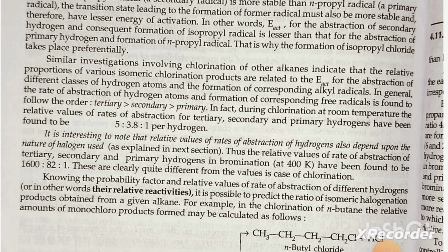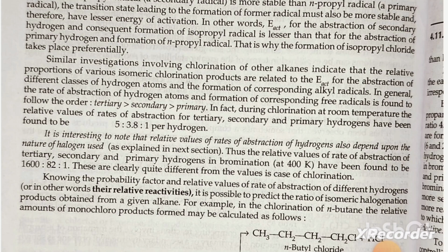It is interesting to note that relative values of rate of abstraction of hydrogens also depend upon the nature of the halogen used, as explained in the next section. Thus, the relative values of rate of abstraction of tertiary, secondary and primary hydrogen in bromination at 400 Kelvin have been found to be 1600:82:1. These are clearly quite different from the values in case of chlorination.